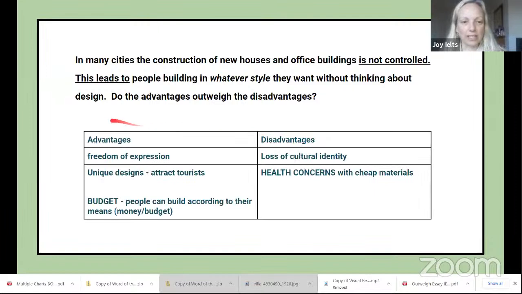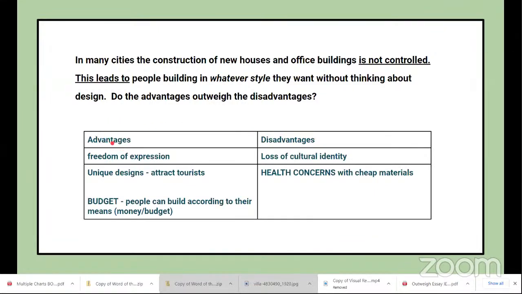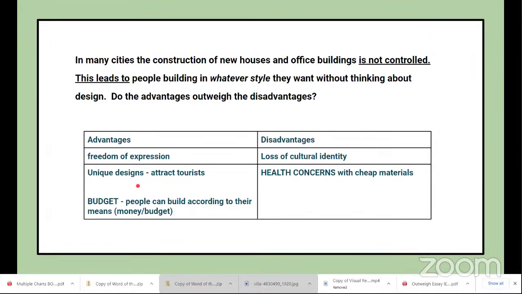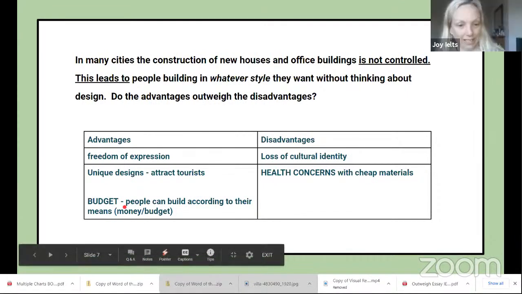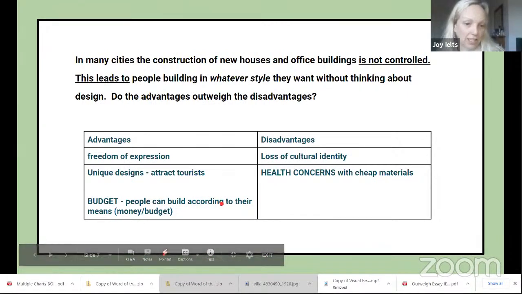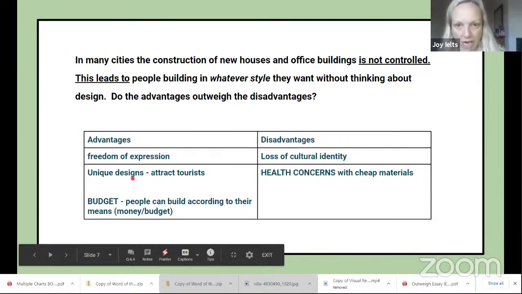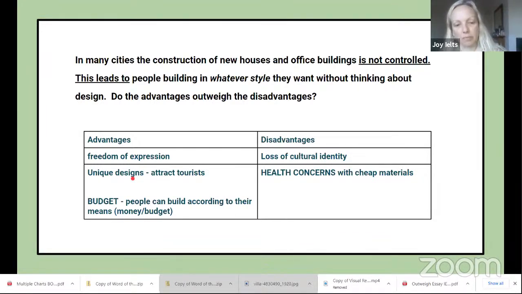So the advantages here of uncontrolled building. The advantages were freedom of expression, designs, and budget. People can build according to their budget. These are the advantages. Normally we only think of 2. I don't like brainstorming. I think brainstorming causes confusion and a loss of time. I think you need to train your mind to think of the most obvious reason.